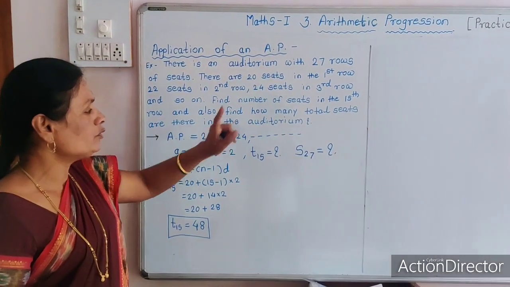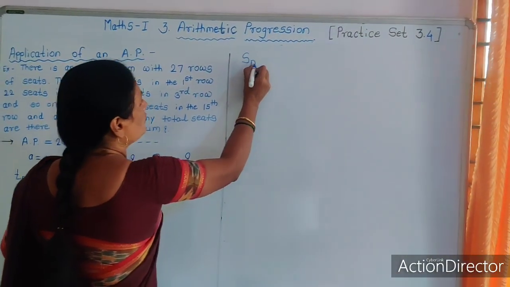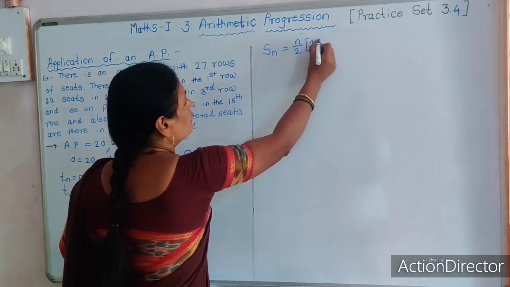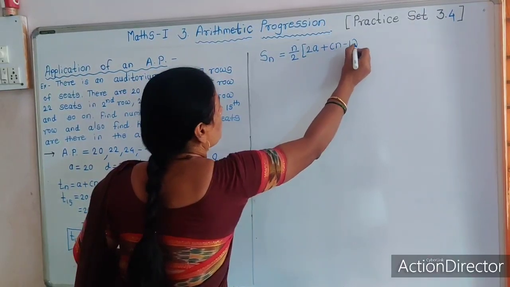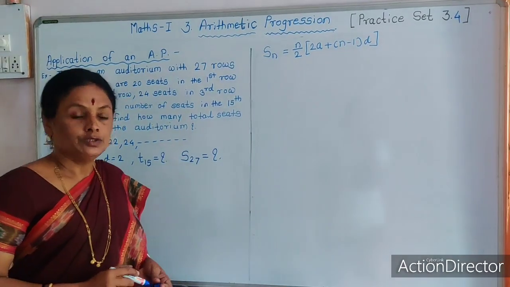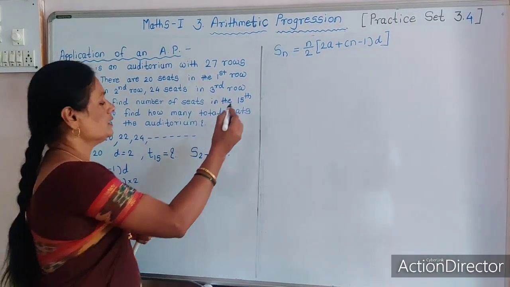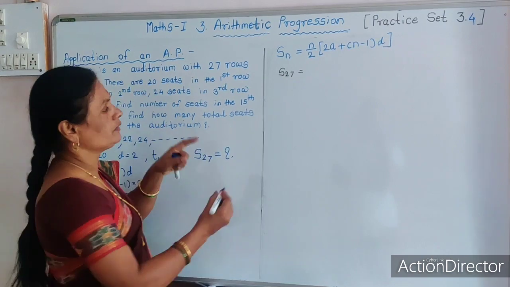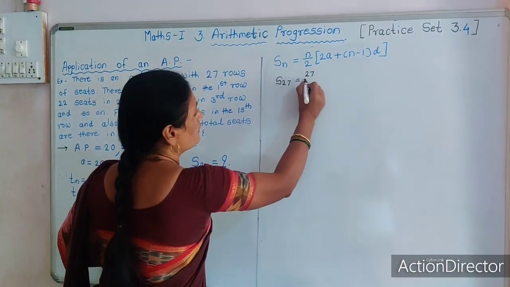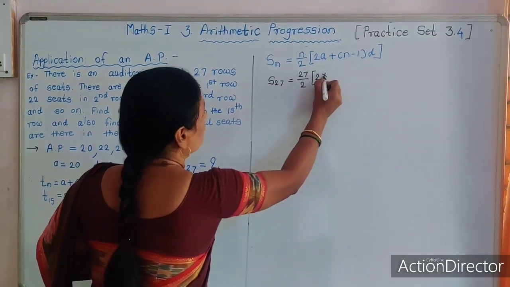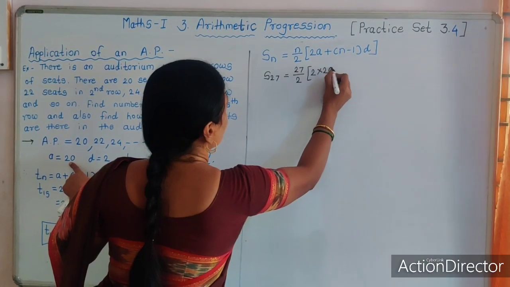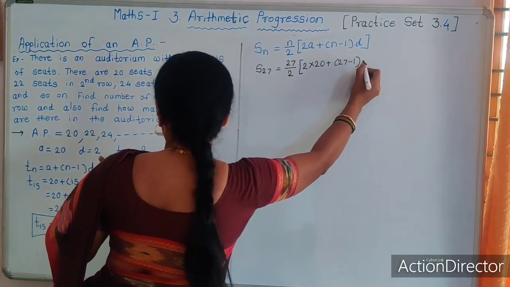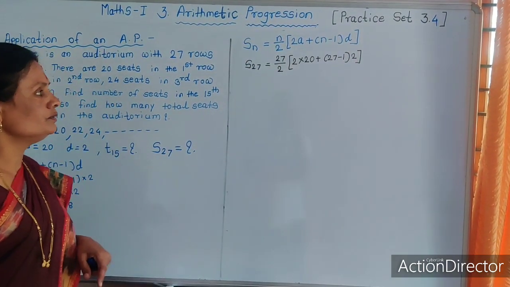Second question, how many total seats? Therefore we use the formula of Sn. Sn is equal to n upon 2 in bracket 2a plus n minus 1 into d, bracket complete. Using this formula we calculate S27, because the total number of rows is 27. Therefore the value of n is 27 upon 2, into 2 times the value of a, which is 20, plus n, which is 27 minus 1, into the value of D, which is 2.